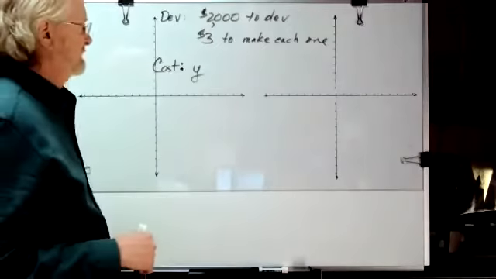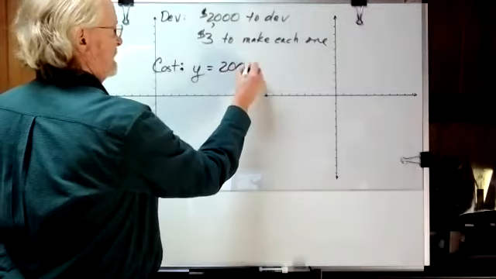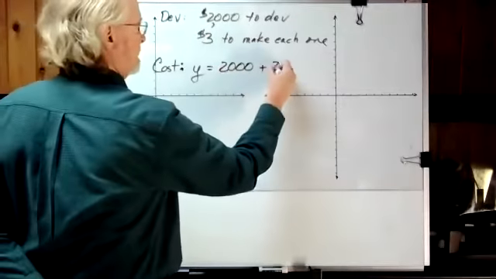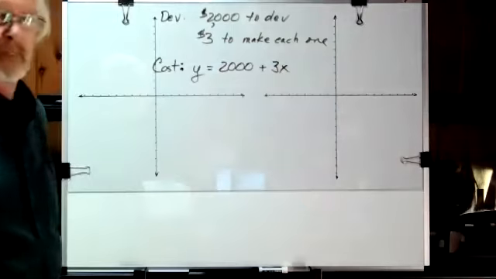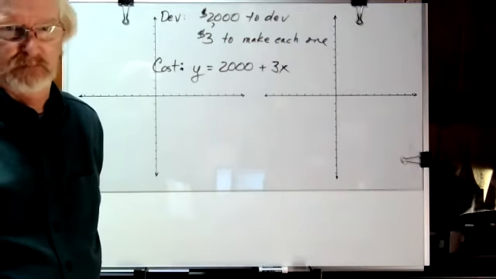You might see it both ways, you recall. But here, I'll do it backwards. It costs them $2,000 to develop it, plus $3 for every one they make. There's an equation that you want to be able to come up with.